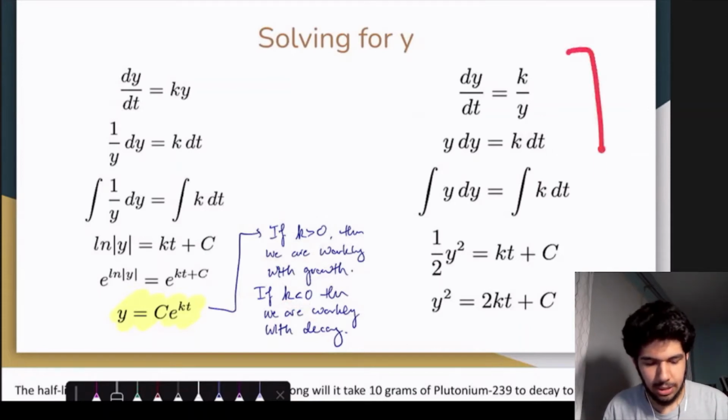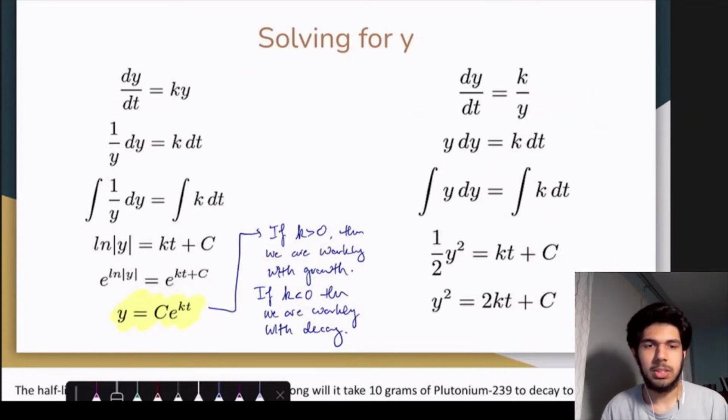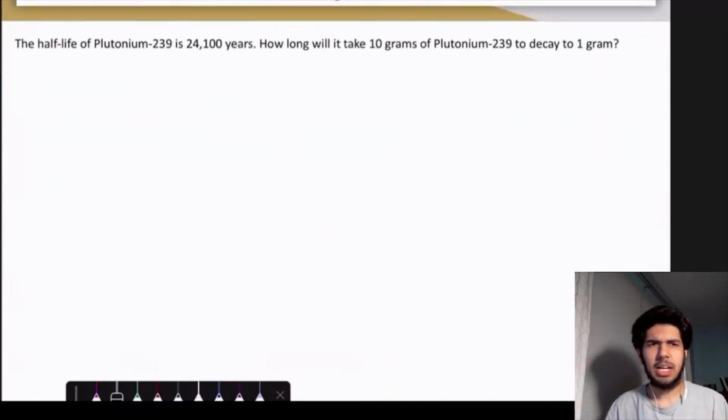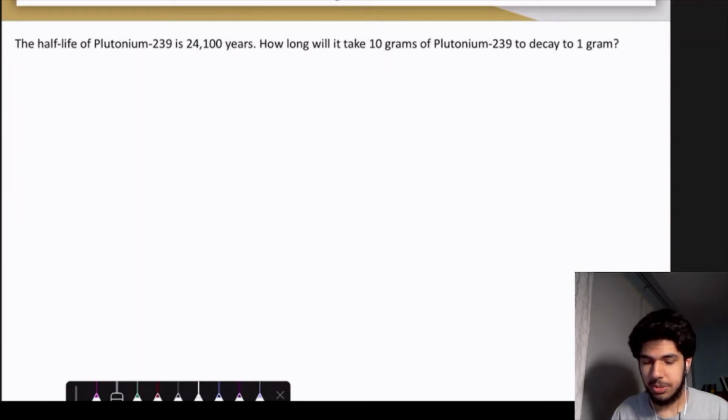On the right-hand side here, we have this kind of formula. But really, this is the formula we should be familiar with and know what value of k is associated with what. So with that said, let's try to do some problems and figure out as we go along. So the first question is talking about the half-life of plutonium-239, and that is given to be 24,100 years. So how long will it take 10 grams of plutonium-239 to decay to 1 gram?